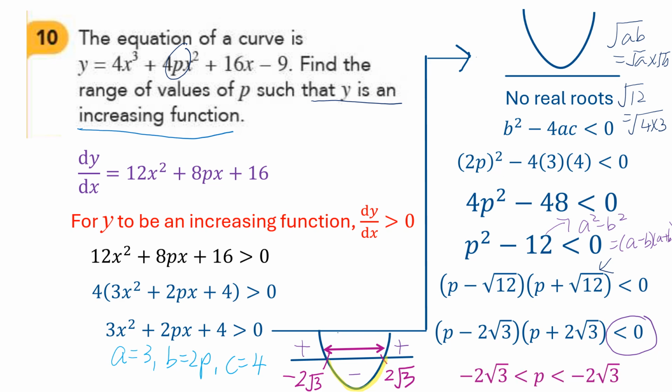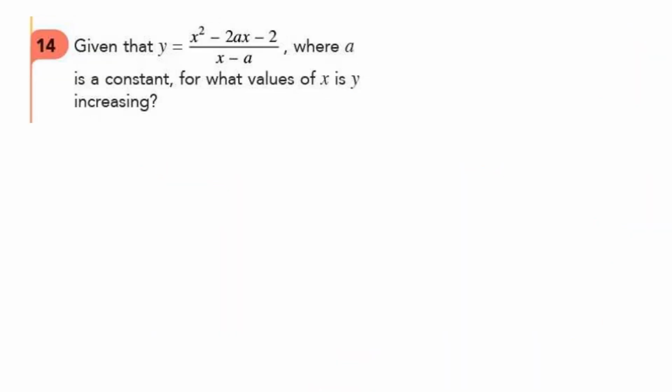Correct. P will be between negative 2 square root 3. I made a typo here. It's positive. P will be between negative square root 3 and 2 square root 3. And that's how we do question 10. Right, let's look at the last question.